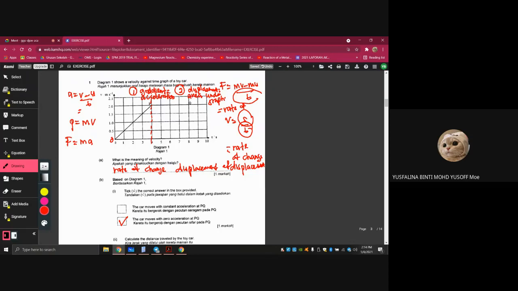So let's say I draw the triangle here. When I draw the triangle here, you can see the size of the triangle is the same until P. The size of the triangle is the same, meaning the gradient is the same from O to P. So when the gradient is the same, the acceleration is also the same. But we don't say same, we use constant or uniform. So uniform acceleration or constant acceleration. Okay, so that's how you find it.